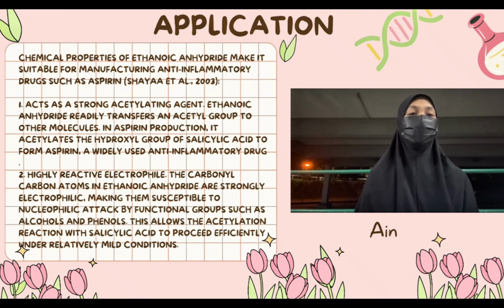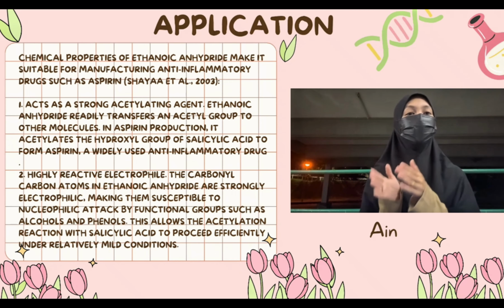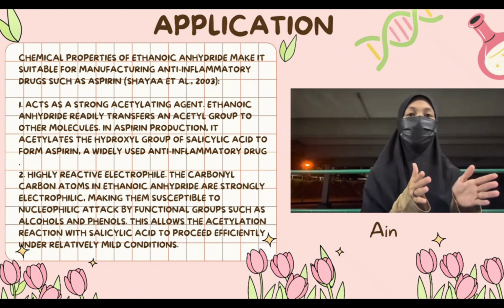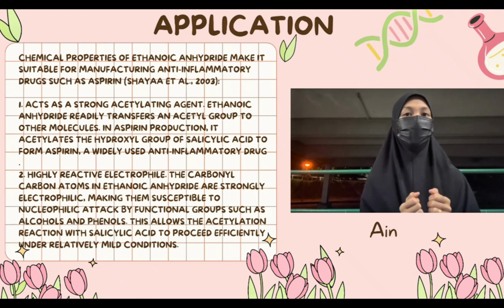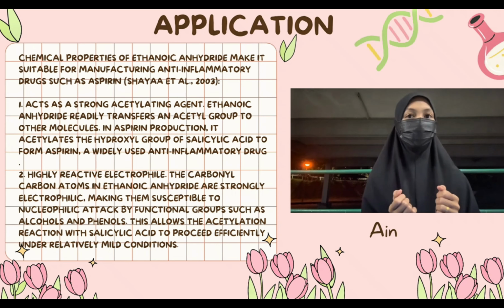The chemical properties of ethanoic anhydride make it suitable for manufacturing anti-inflammatory drugs such as aspirin. Firstly, it acts as a strong acetylating agent. Ethanoic anhydride readily transfers an acetyl group to other molecules. In aspirin production, it acetylates the hydroxyl group of salicylic acid to form aspirin, a widely used anti-inflammatory drug.